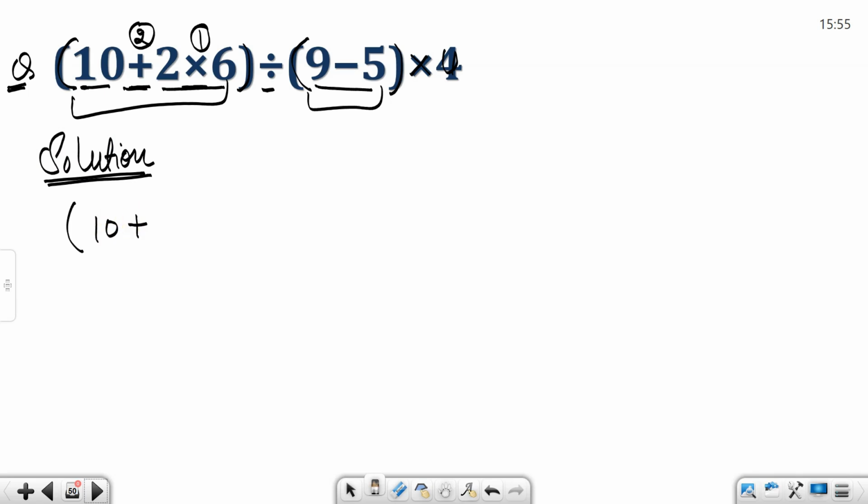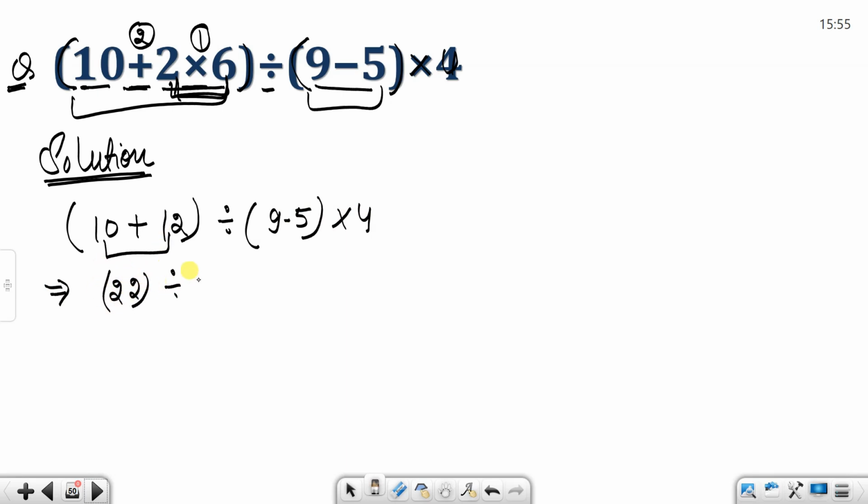Ten plus 2 times 6. 2 times 6 is 12, bracket close, divided by 9 minus 5, bracket close, times 4. Now let's solve further, so 10 plus 12 becomes 22.